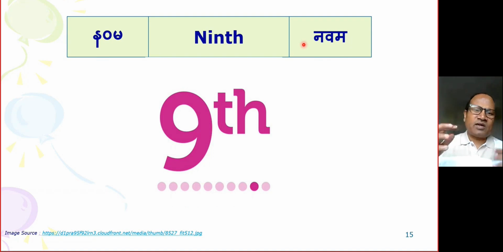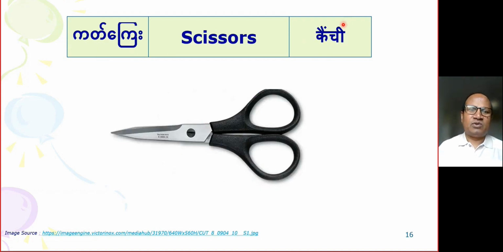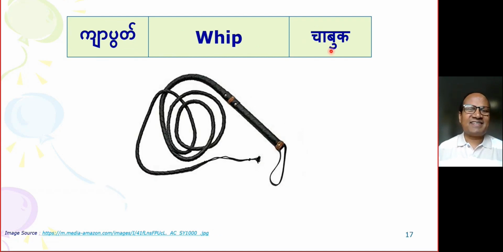Fourth, fifth, sixth also have some commonness, but there are more gaps. So I have not included fourth, fifth, sixth, seventh, and eighth, although they are also similar. Ninth is more similar. We call it Navam. They'll also call it Navam, ninth. And then Kaichi, you know as scissors. They'll also call it Kaichi in Burmese in Myanmar. So is it interesting?